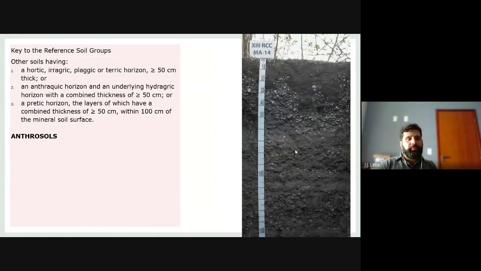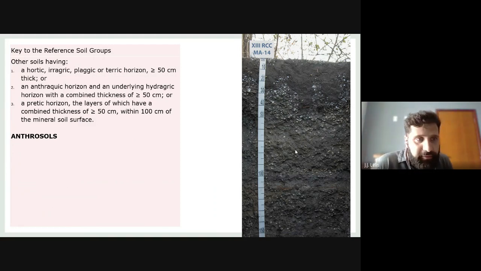We also can find some anthrosols. And the anthrosols are those soils that are formed by ancient human communities. So those ancient human communities that create soil, that produce soil. And to identify an anthrosol, I need to identify one of these diagnostic horizons.